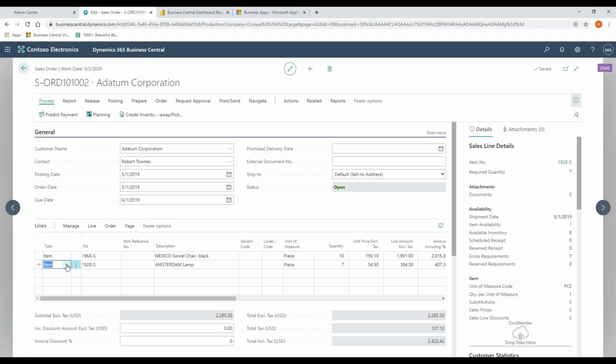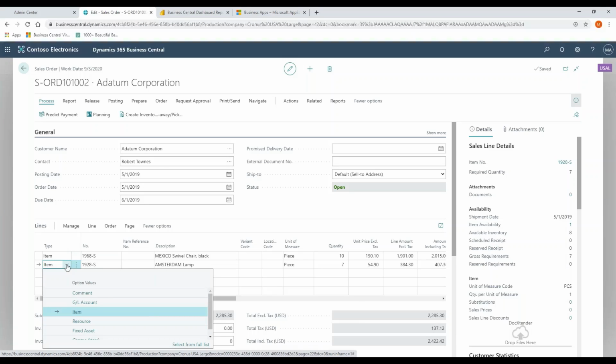In terms of what I can sell, I can sell inventory items. I can sell GL accounts. So if that would be a transaction that's maybe service related, I don't want to set up a resource or something like that, I just want to put some sort of descriptor on there, that'd be a GL account. We can sell resources. So that would be people, machines, think project-based, time and materials, that sort of thing. But I can put it right on a sales order if I want to. There's the ability to sell the fixed asset.